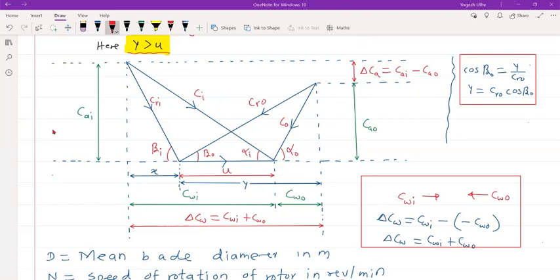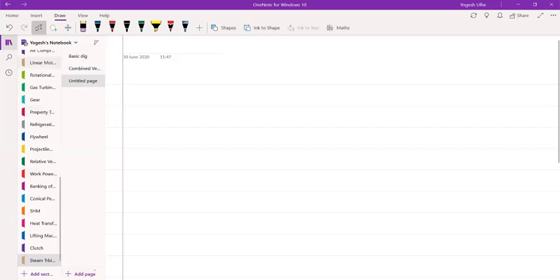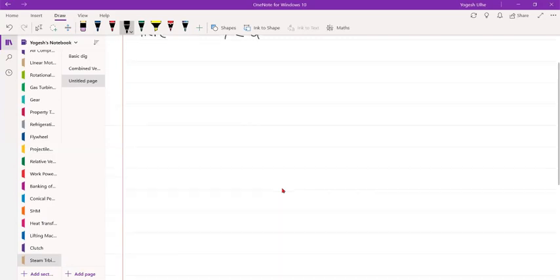Okay, guys. Now this is the scenario we have seen where delta CW is equal to CWI plus CWO. Everyone, are you getting my point? Now we will see the next scenario. Here, instead of Y, U is greater than Y, or I can say Y is less than U. Try to see this scenario, guys.